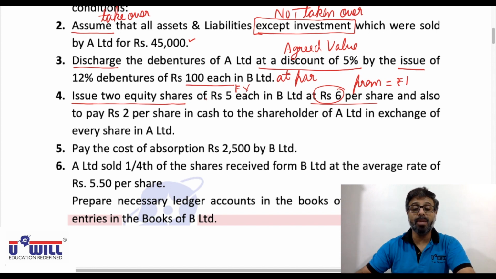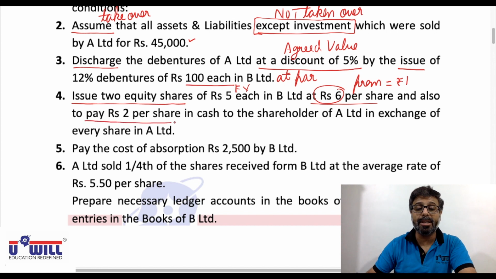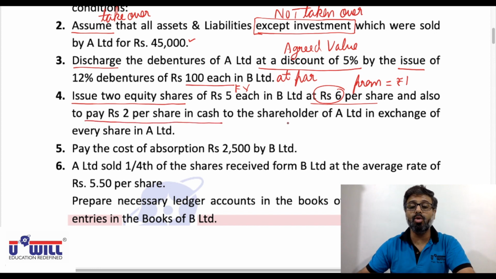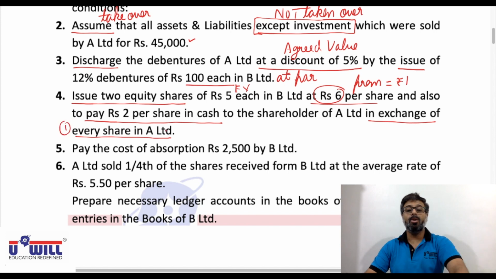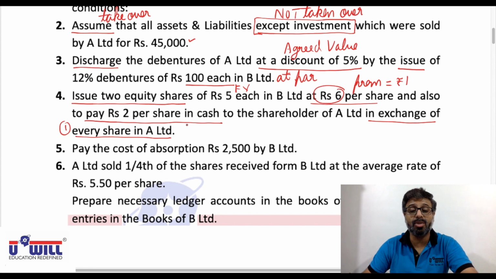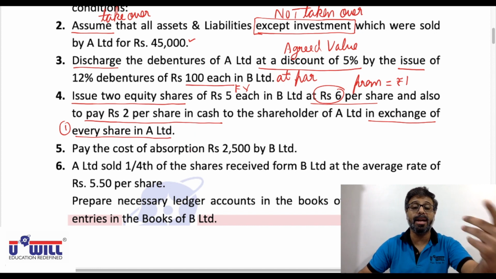So issue 2 equity shares of 5 each in B Limited at rupees 6 per share, means at premium of 1, and also to pay rupees 2 per share in cash to the shareholders of A Limited, in exchange of every share in A Limited. Every share means 1 share. Okay, very much similar language to the previous question.